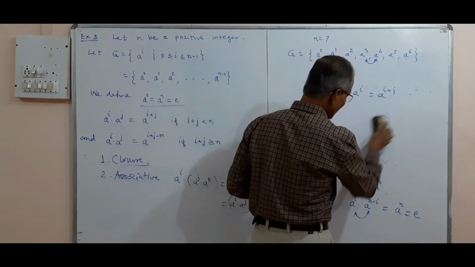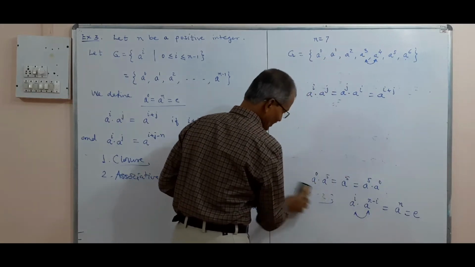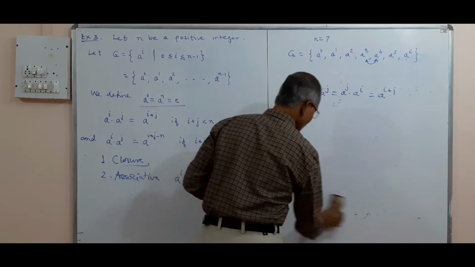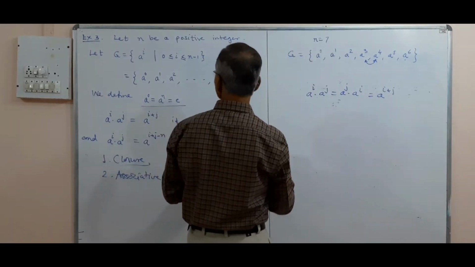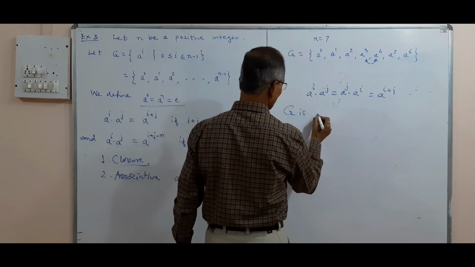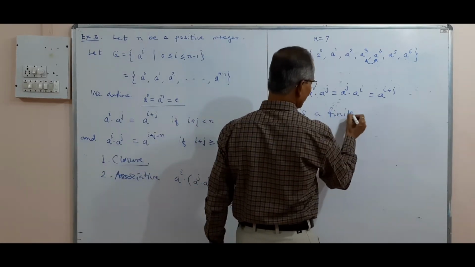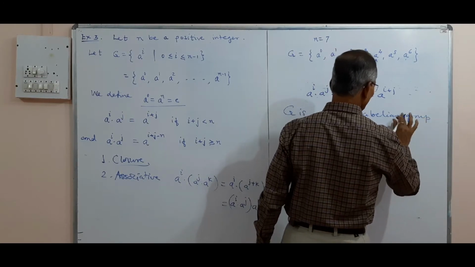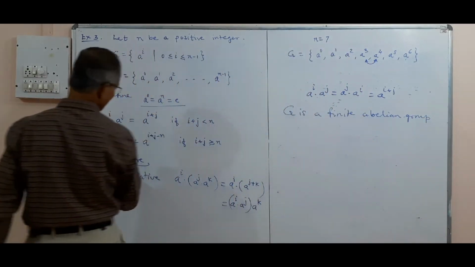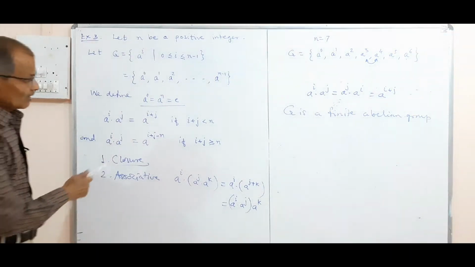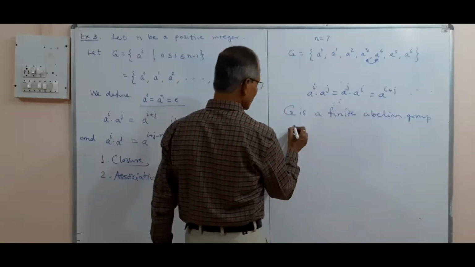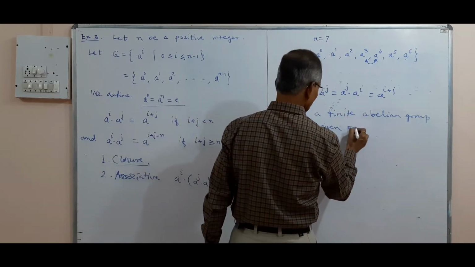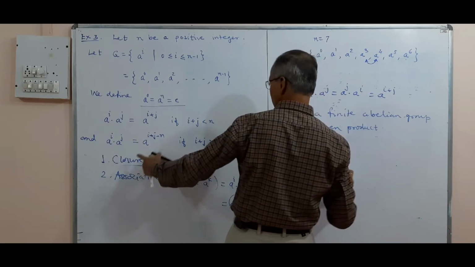It is commutative and therefore it is a finite abelian group. This is an example of a finite abelian group. Therefore G is a finite abelian group, a commutative group with the multiplication defined in the definition or given in the example, with the given composition, the given product. The product is defined in this way.